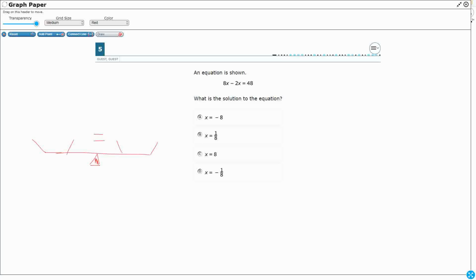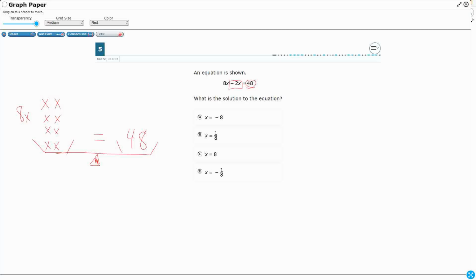So what do I have on one side? Well, on one side, I've got 48. This 48 is going to be totally balanced with 8x. Now, rather than writing 8x, I'm just going to write 8 x's, because that's what that 8x represents. 8x means 8 times x, which means there are literally 8 x's. But it's not just 8x. Before I can say it's balanced, I need to take away 2x.